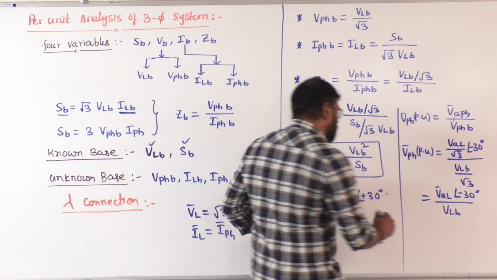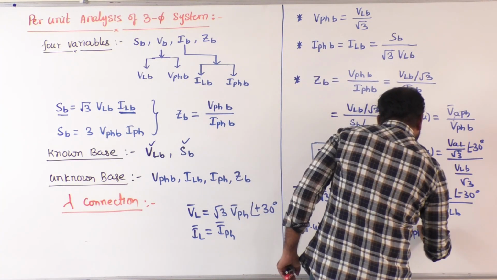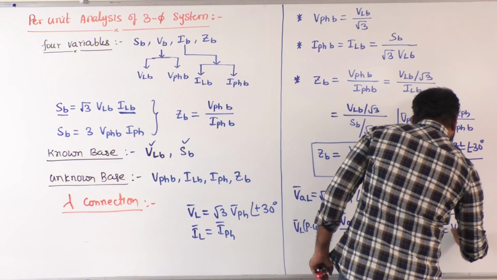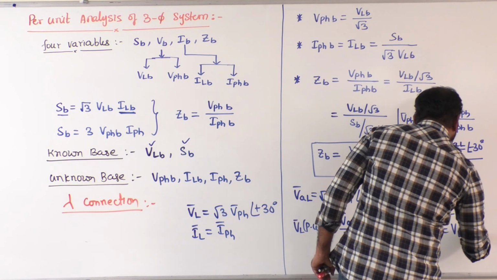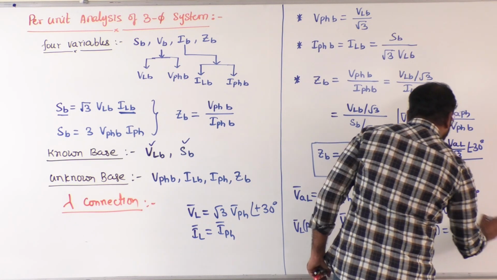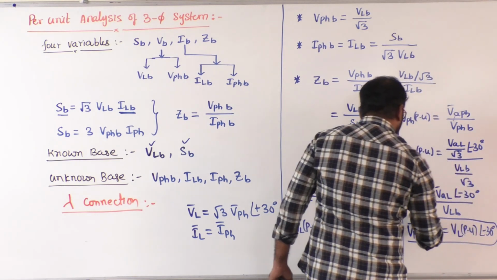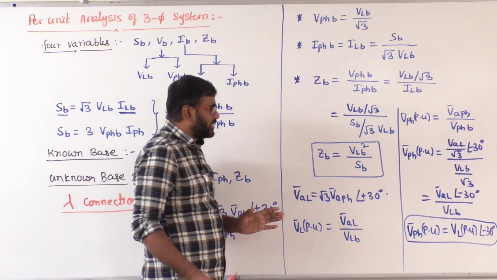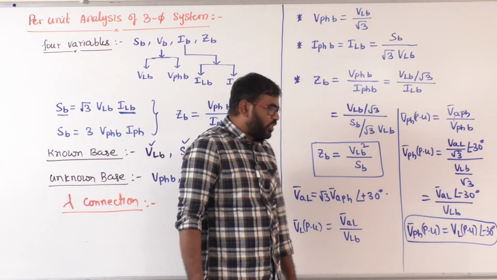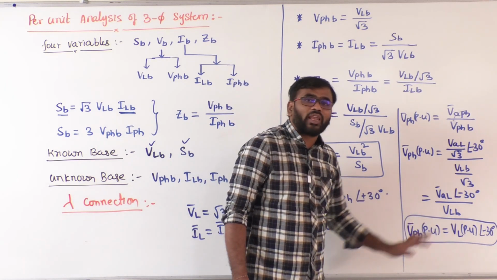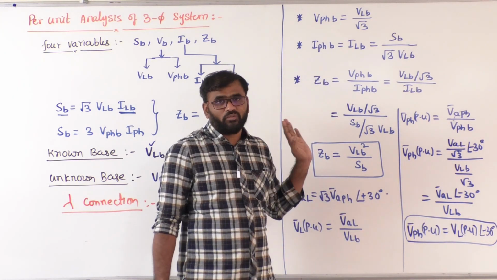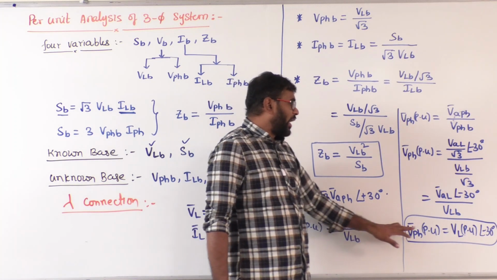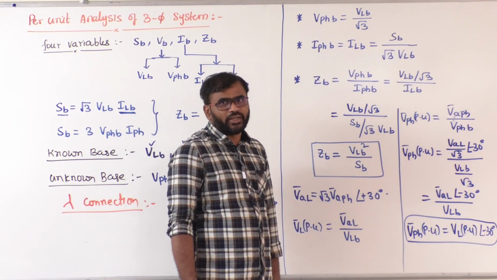Now tell me, what is V actual line voltage by V line base? V line per unit. So what can I write here? V phase per unit equals V line per unit at an angle minus 30 degrees. So from this, what we can understand is, in case of star connection, the magnitude of the phase voltage and the magnitude of the line voltage in per unit form are the same, but phase voltage lags the line voltage by 30 degrees, otherwise line voltage leads the phase voltage by 30 degrees.